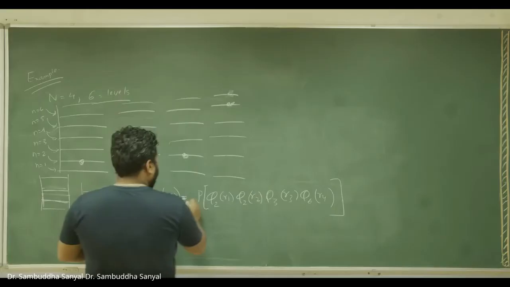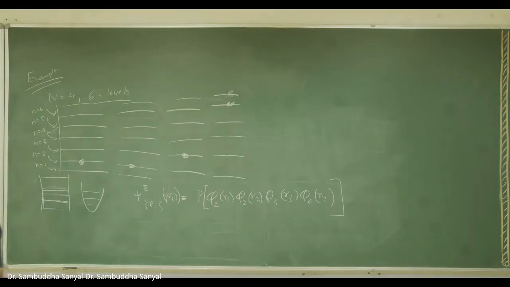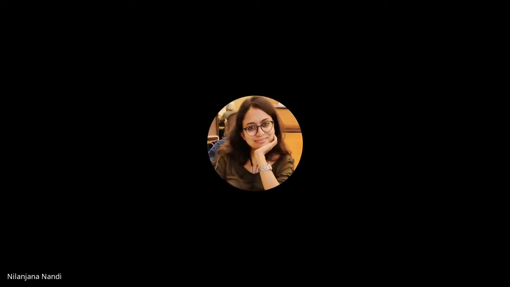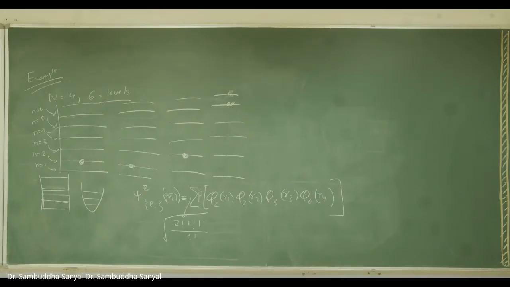Okay. And what is still missing? The normalization. What should that be? 2 factorial, 1 factorial, 1 factorial divided by 4 factorial, under the root. 2 times 1 times 1 over 24. Yes. So if I give you this configuration, you can write down its full wave function, right?